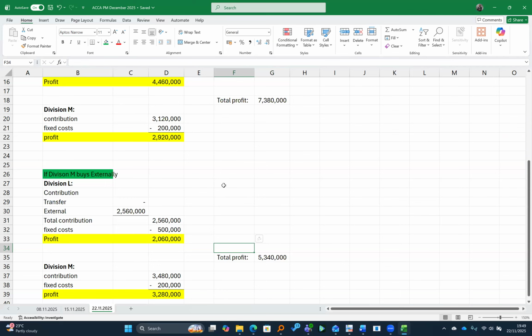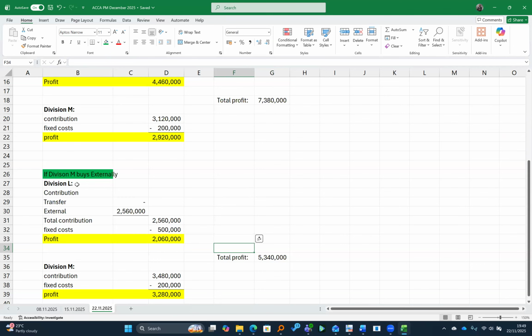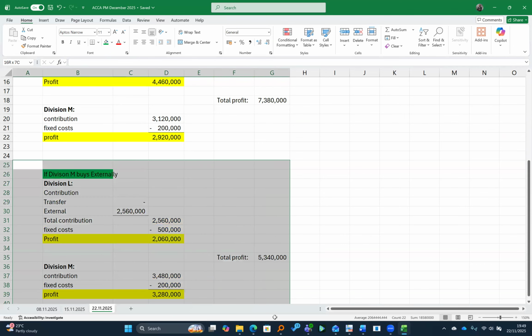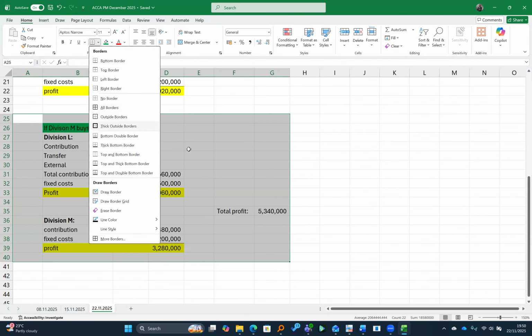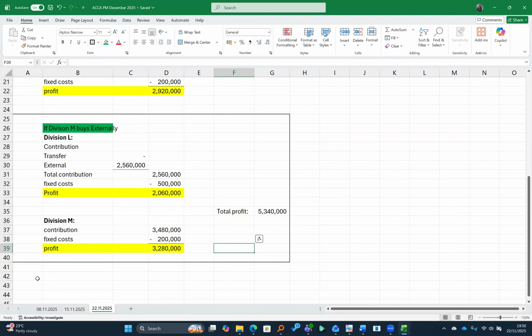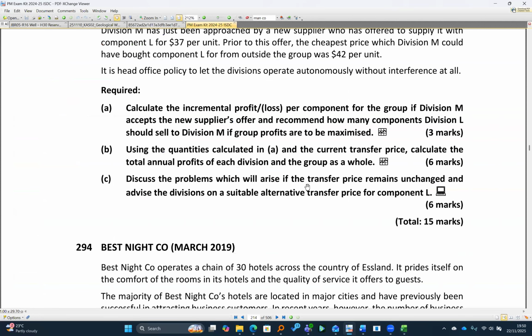Okay. Now, the other part of this question, please remember this part was not part of it. So don't waste time calculating it in the exam. I was just showing you the implication for the group and for the individual entities. Now, the other part is asking us to discuss the problems which arise if the transfer price remains unchanged and advise the divisions on a suitable alternative transfer price for component L. Here they are trying to suggest, first of all, the issues, but also what is the suitable transfer price.